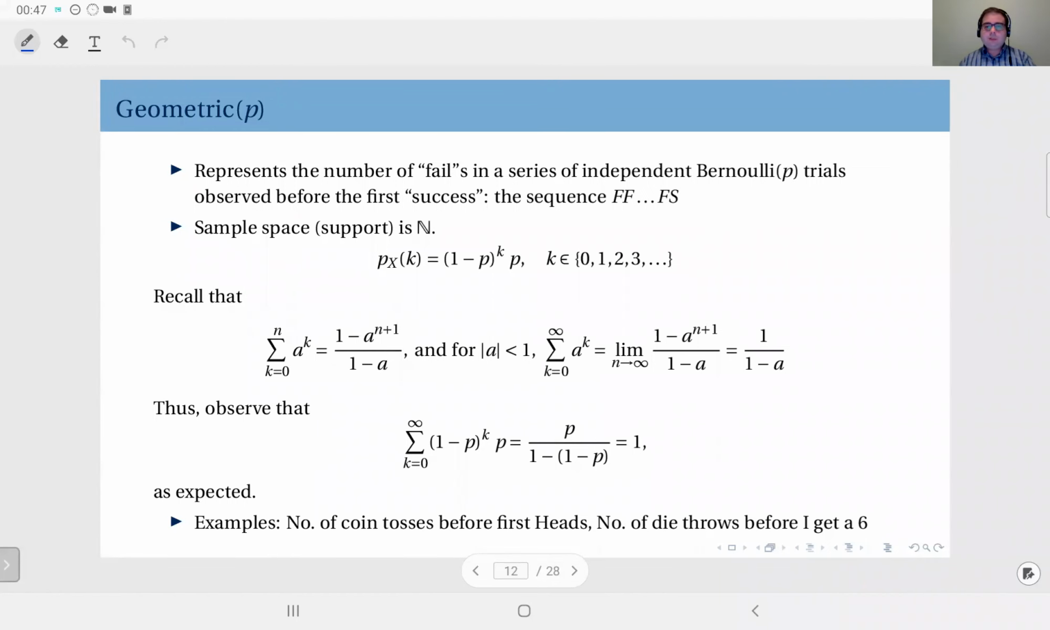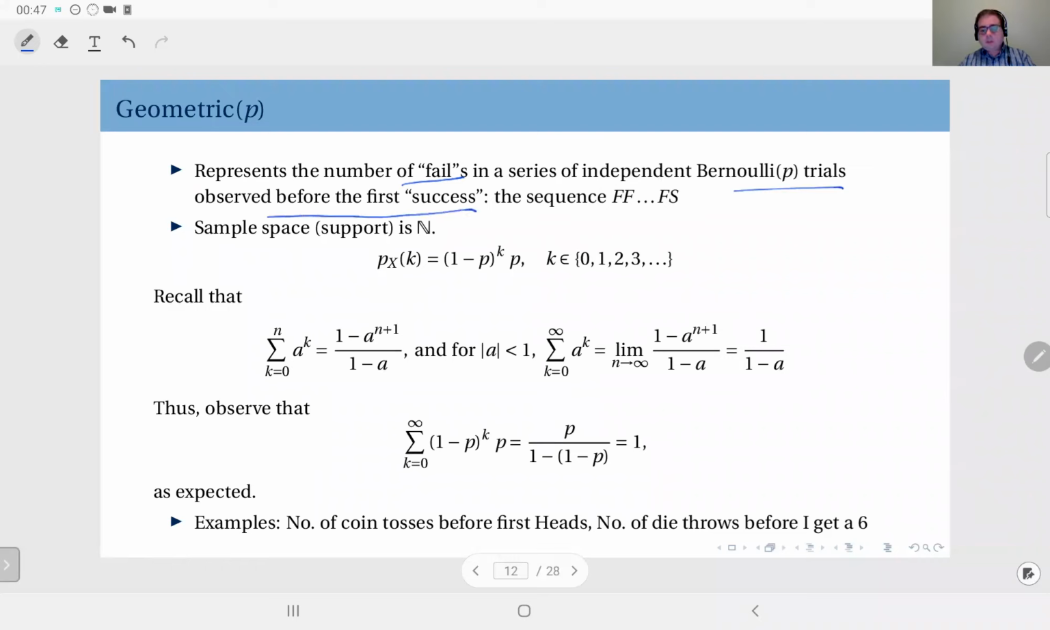After the binomial distribution, we will talk about another distribution that is again directly related to the Bernoulli random variable. This is the geometric distribution, and it represents the number of fails in a series of independent Bernoulli P trials observed before the first success.